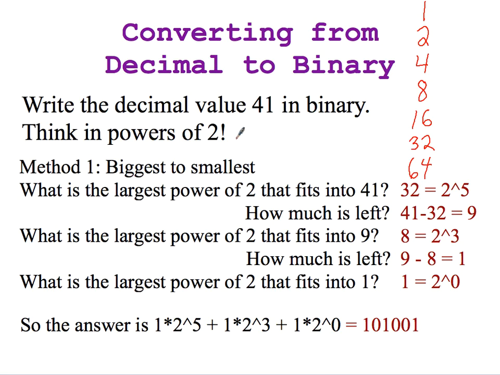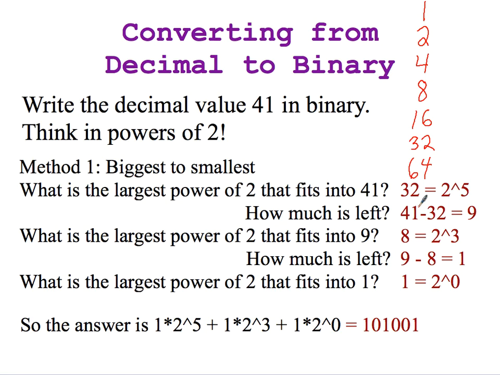And what we're trying to do is figure out what digits of the powers of 2 does 41 have? Well, the largest power of 2 that fits into 41, 64 is too big, 32. 32 fits into 41 one time, right? So we write a 1. This first 1 represents 32.